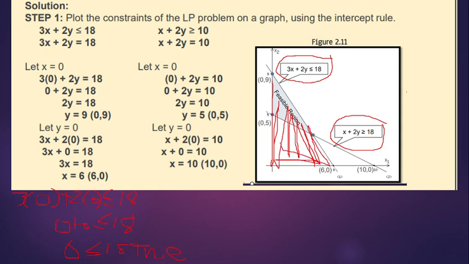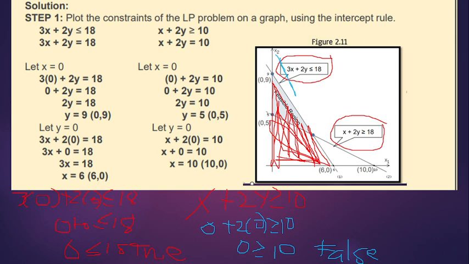Okay, class, the non-negativity constraint. Next, x plus 2y greater than or equal to 10. So 0 plus 2 times 0 greater than or equal to 10. So 0 greater than or equal to 10. Is that true? It is false. It is a false equation. When it is a false equation, it means the origin, 0 and 0, is not included in the graphing. So its graphing is over here.